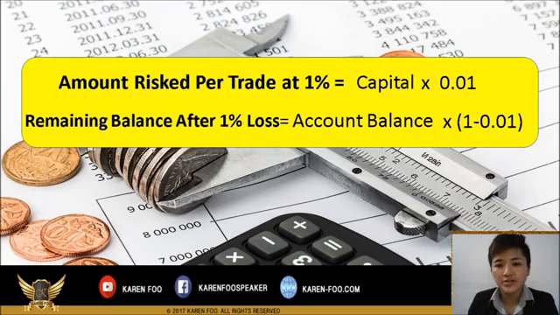$9,900. Or another way that you can calculate it is to take $10,000 of your account balance times 1 minus 0.01, which is 0.99. So your answer would still go back to $9,900. Okay, you can do it both ways.